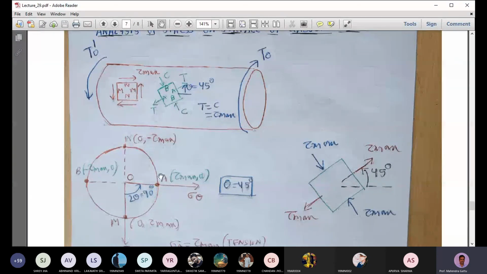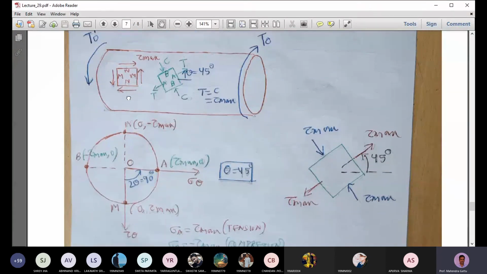So M corresponds to 0 comma tau max, and N, so normal stress is 0 and tau max is acting in this direction, it is producing the clockwise movement, so it will be negative. So N corresponds to 0 comma minus tau max. Similarly here again normal stress is 0 and there is the shear stress minus tau max, okay, because it's producing clockwise. So we can draw the Mohr's circle.